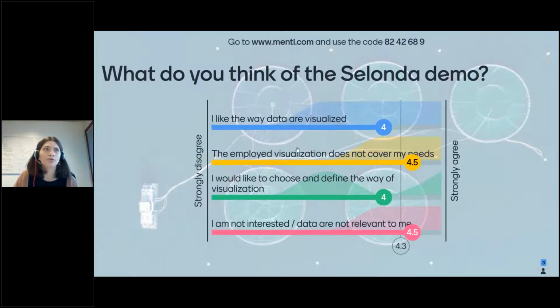And we would like to know, what do you think of the demo in terms of functionalities of the platform, and mainly in terms of visualization of the data? You can vote from 1 to 5 if you find it easy to use or not. And if you like the way the data are visualized, or for example, if you would like to define the way the data are visualized, which means that you can choose the charts or the type of maps that you are looking at in the platform.